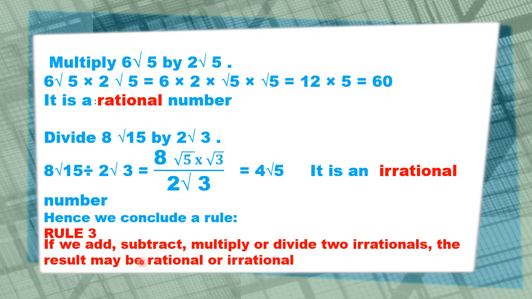When we add, subtract, multiply or divide two irrational numbers. We are talking of two irrational numbers, not one rational and one irrational. Rule 3 talks of two irrational numbers. Rule 1 and rule 2 were talking of one rational and one irrational number. Once again, in rule 1 and rule 2, we saw examples about one rational and one irrational number. In rule 3, we have taken examples which have both irrational numbers.